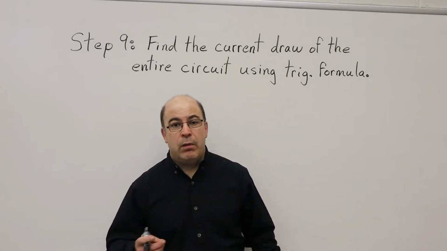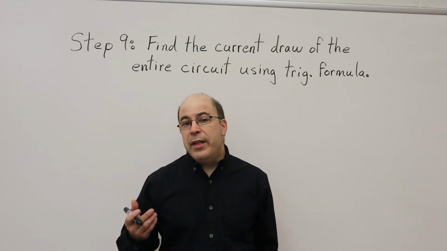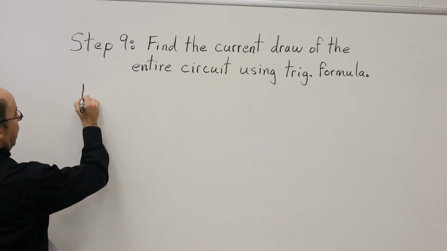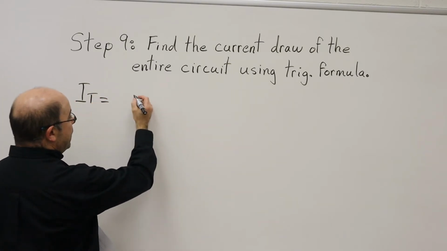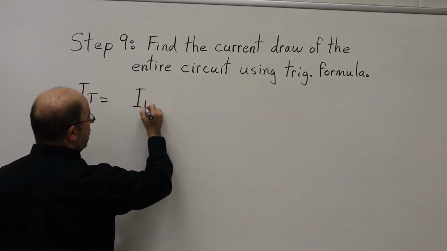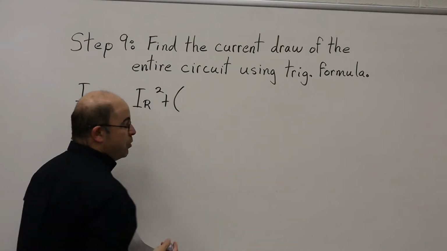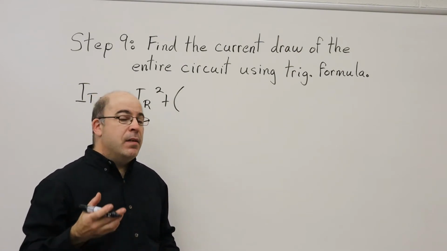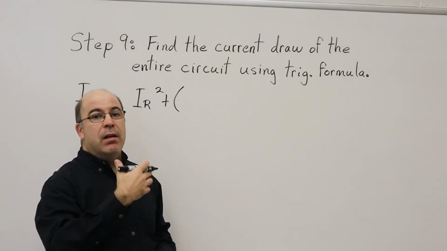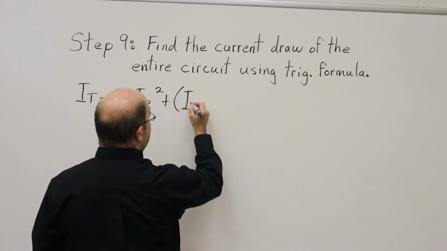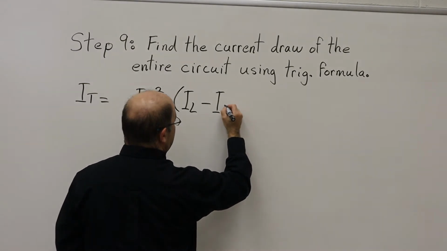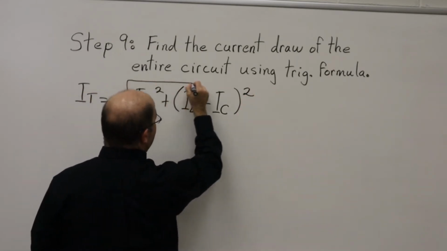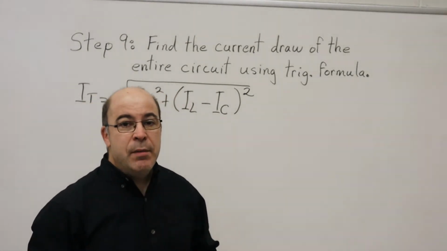We're now going to proceed to solving for the amount of current draw for the entire circuit. We're going to use a trig formula, which is a little bit different than what we've done in the past. What we're going to do is find the total amount of current by using the current draw of the resistive branch, so I R squared, plus the current draw of the inductive branch, but we're going to subtract the current draw of the capacitive branch, remembering that capacitors basically negate the effects of an inductor. So IL minus IC, close the brackets for PEMDAS rules, square, and square root. Now, let's proceed to using our actual values.